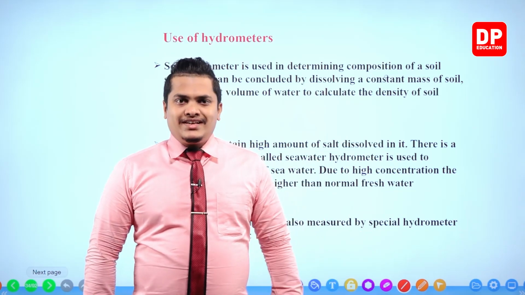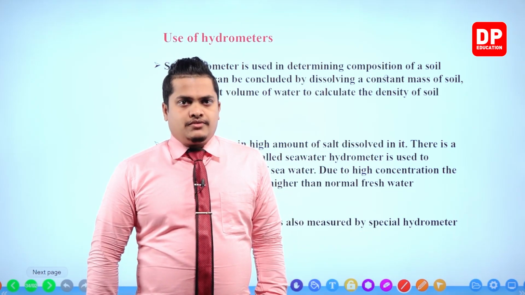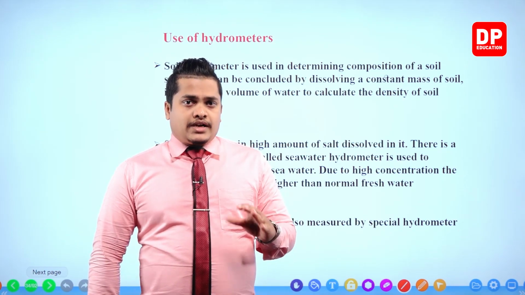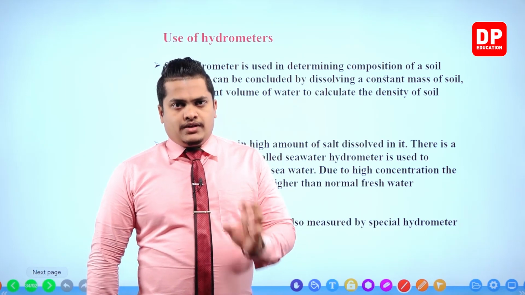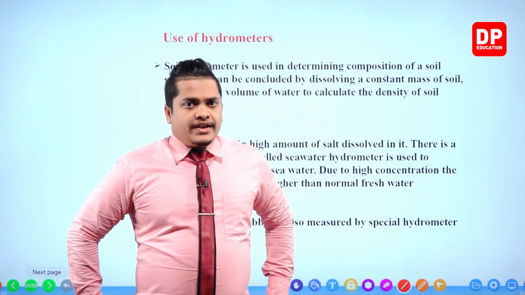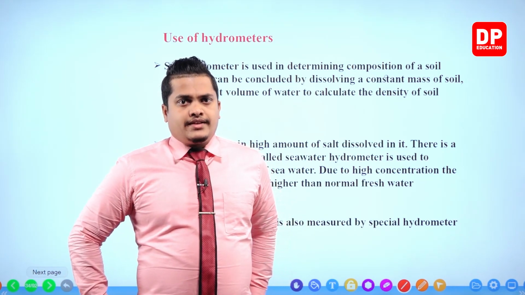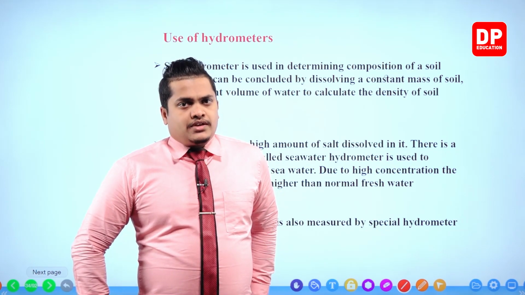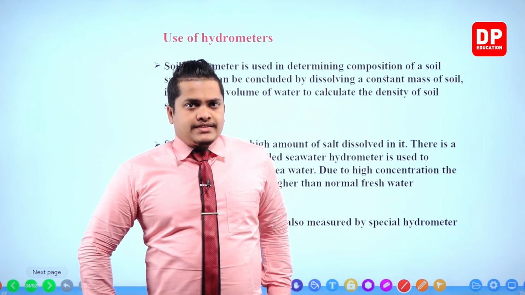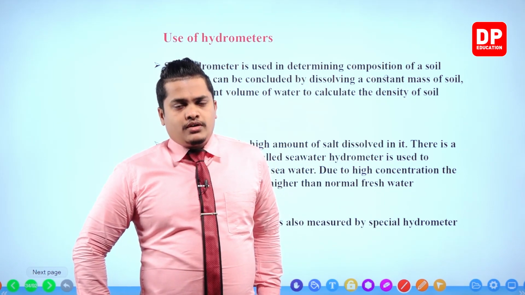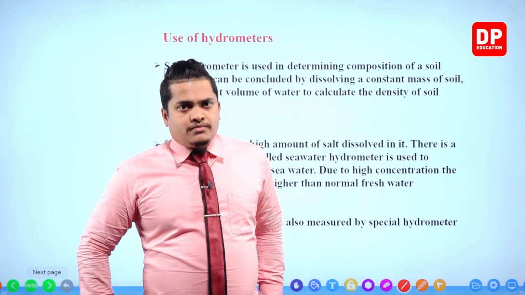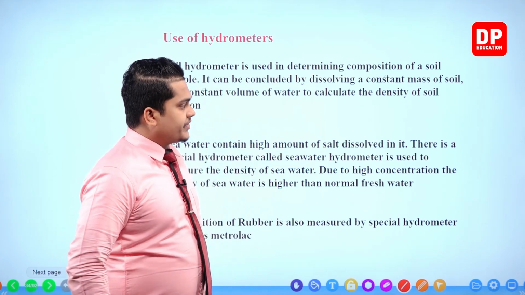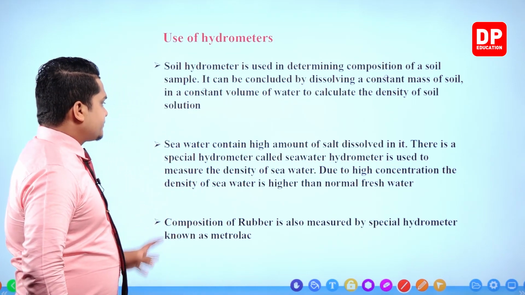So by measuring the density of that particular soil solution, we can come to a conclusion regarding the composition of the soil. So to find out the composition of the soil and the quality of the soil, we use hydrometers. Here the particular soil sample is dissolved in water and the composition is measured by using the density measurements, my dear children. Then the next one.